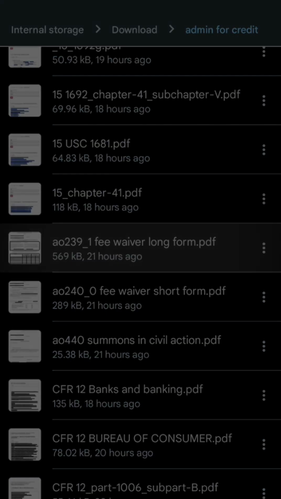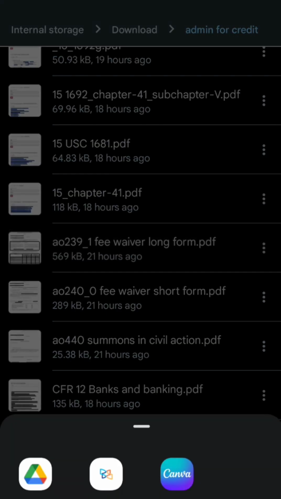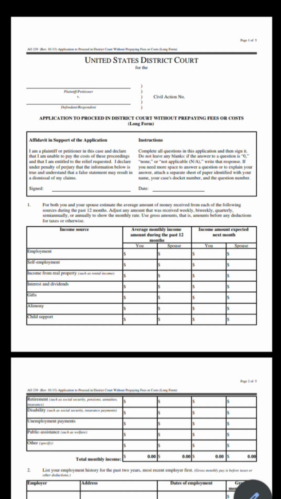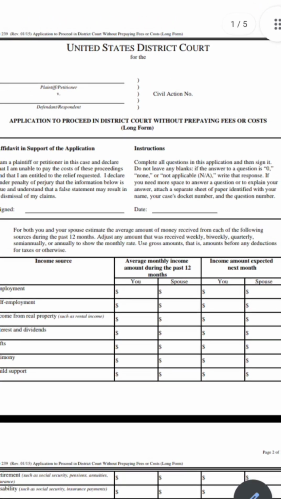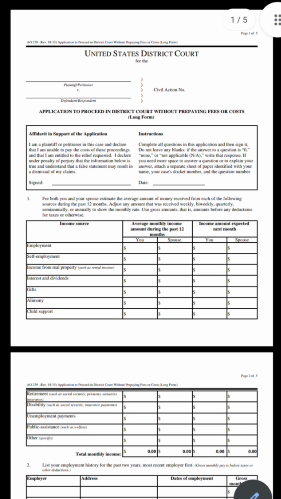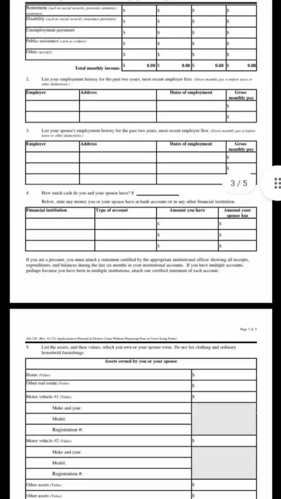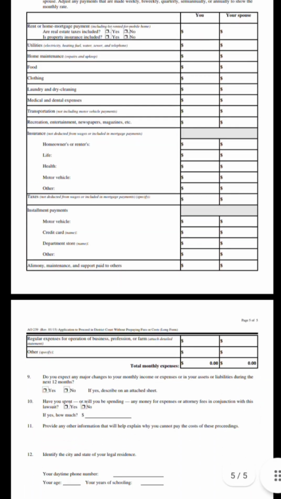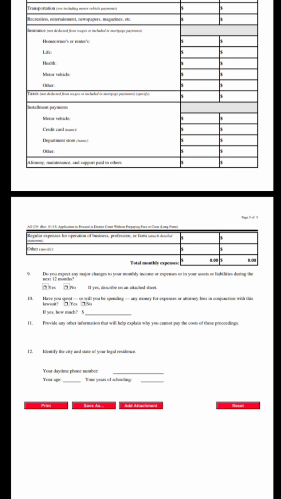You let them go serve these people that then violated you. Now, from what I've always understood, and it's totally up to however people are taught or what you're comfortable doing, this is the fee waiver as well. This is the long form. So you would fill this out, and yeah, it's tedious.